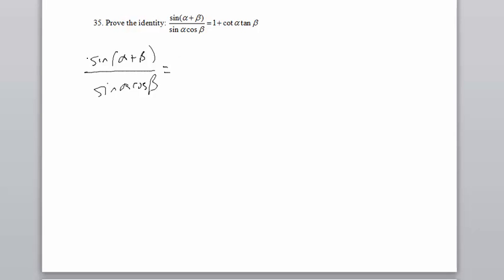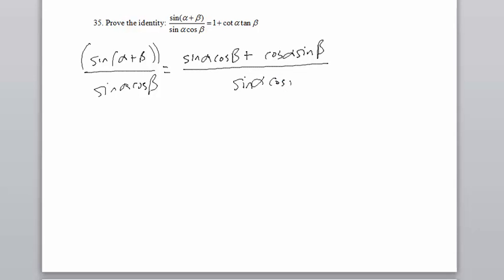I know I have an identity for sine of alpha plus beta. We've seen that before. We know it's sine alpha cosine beta plus cosine alpha sine beta, all divided by, and I didn't change the denominator, sine alpha cosine beta.